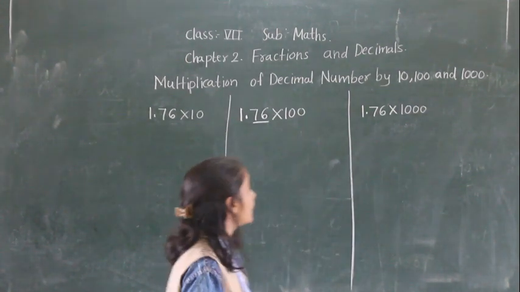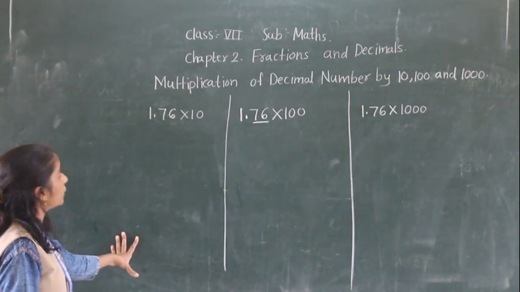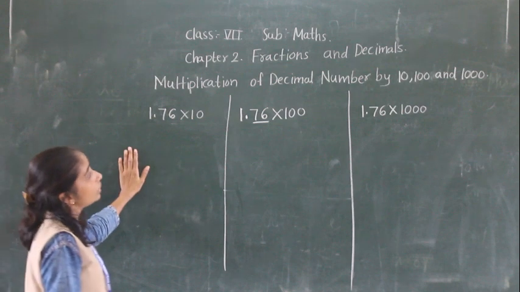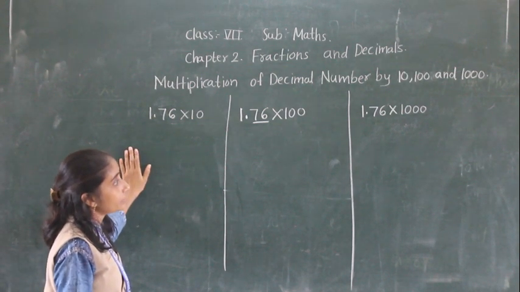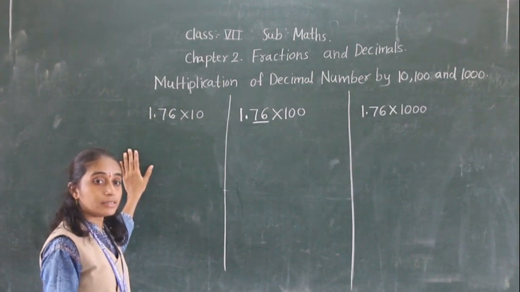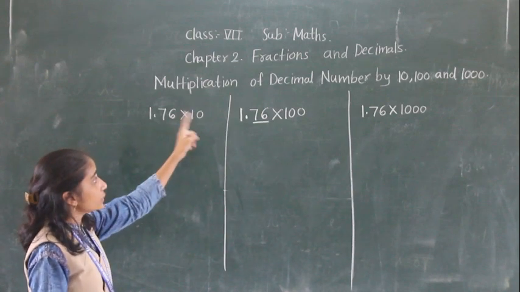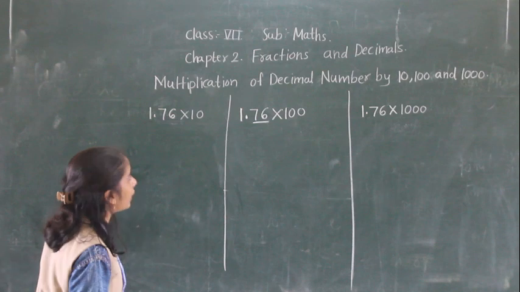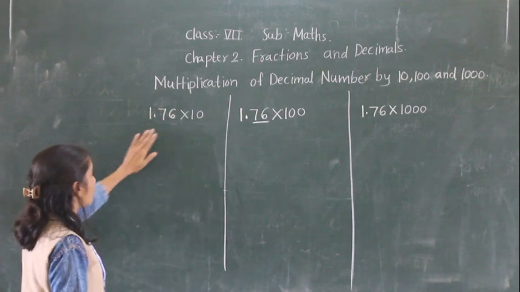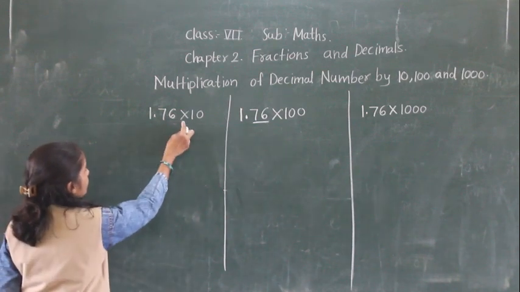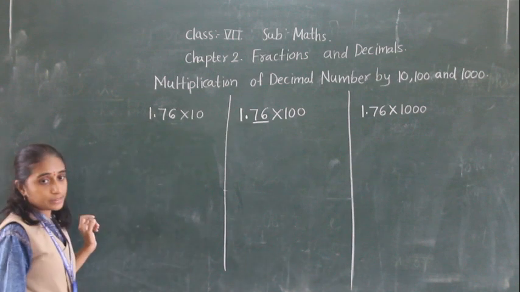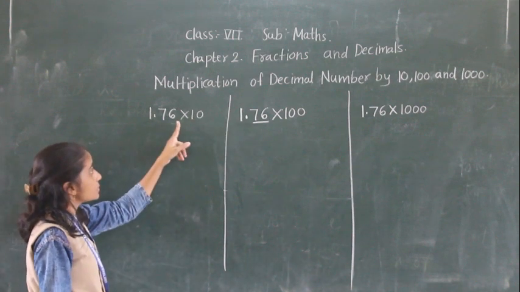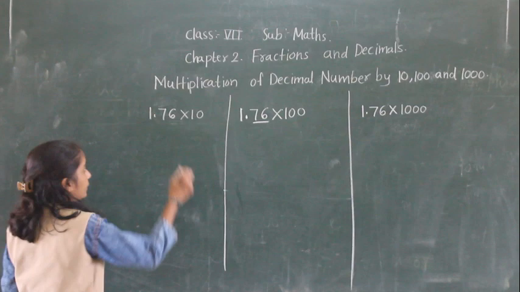Hello everyone, let's start a new concept: multiplication of a decimal number by 10, 100 and 1000. See now, first sum: 1.76 multiplied by 10. Now see here.